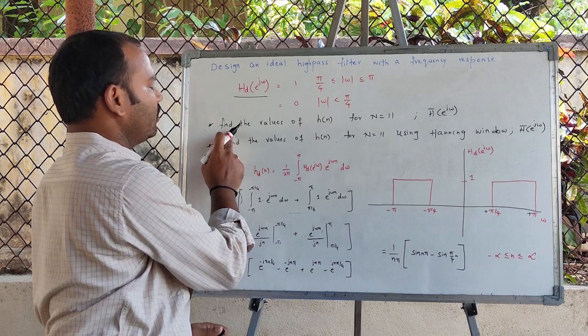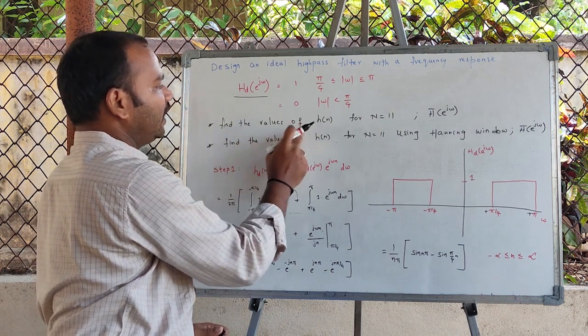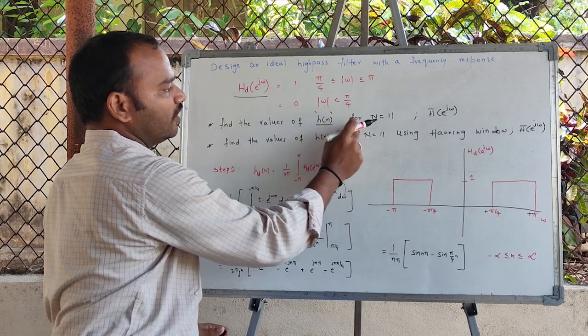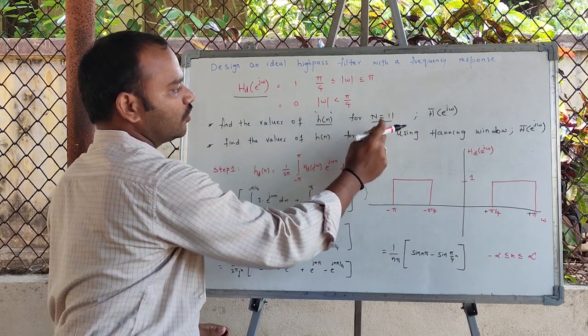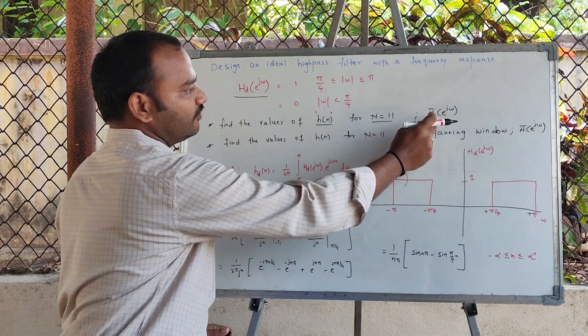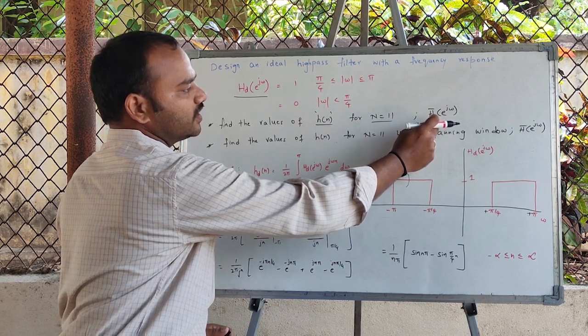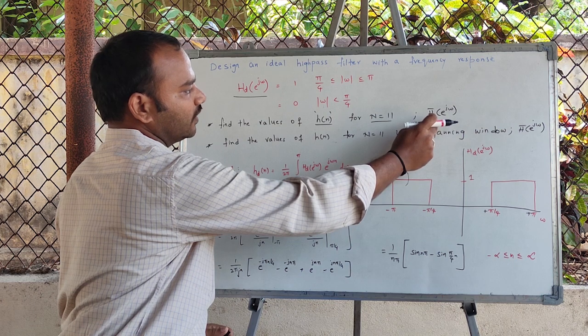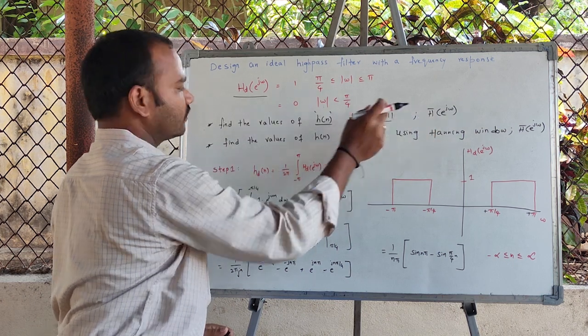Now, the first problem is, we will find the values of the FIR filter h of n, and the filter length is N equal to 11. And we will find the zero phase frequency response, that is h bar of e power j omega. This is the first problem.